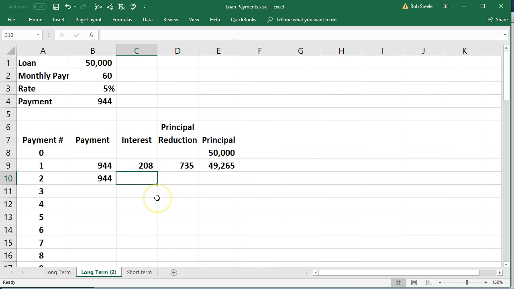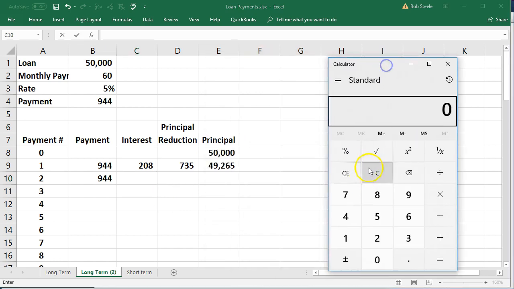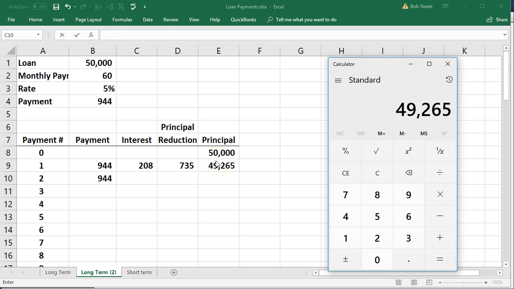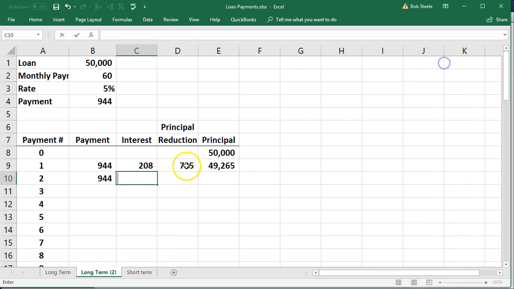So we're going to say now the interest is going to be equal to, let's do this in a calculator first, 49265 times 0.05. That would be interest for a year, divided by 12. So it's a little bit lower now in interest. So if we do that in Excel, put my cursor here, equals 49,265 times the 0.05 or 5% divided by 12. And there's the 205.